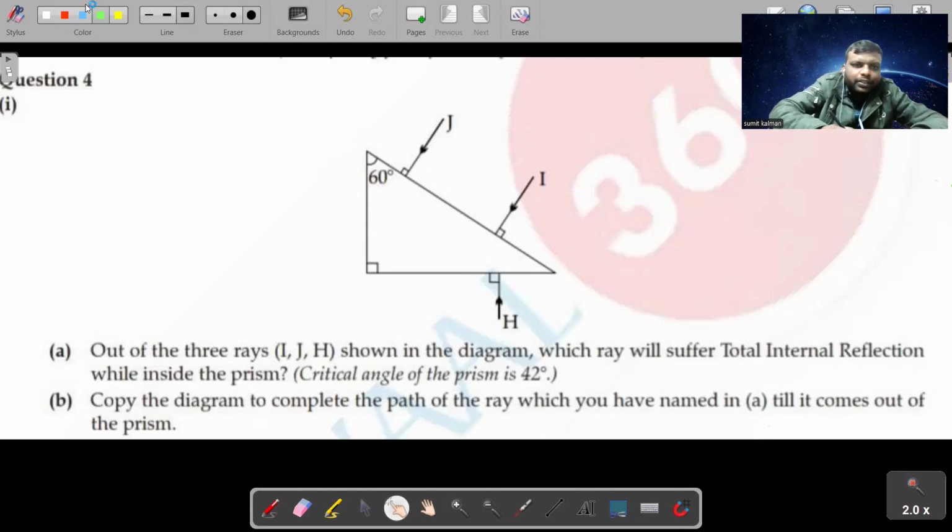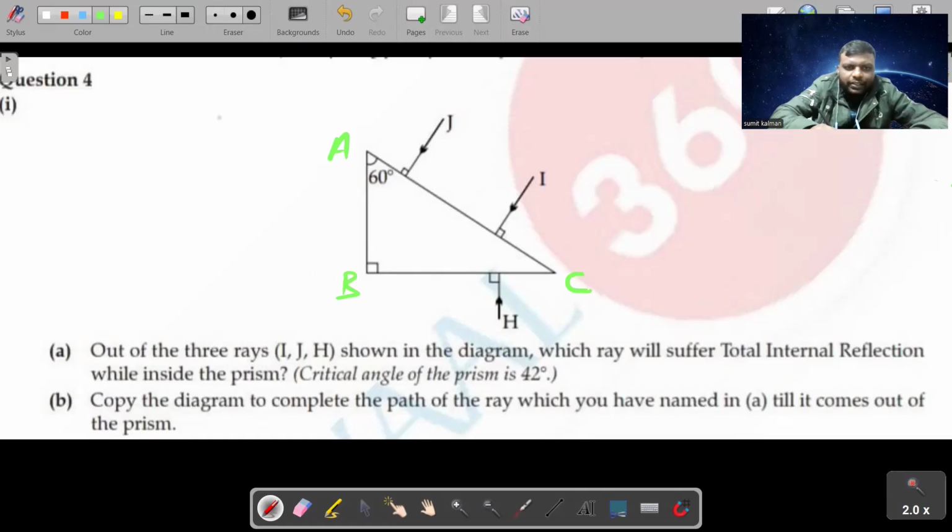So students, here I am naming this prism. This is A, B, and C. You can just see BC is a horizontal surface of this prism. AB is vertical and AC is slanted. So students, here ray J is incident and it is perpendicular to this side AC of the prism.